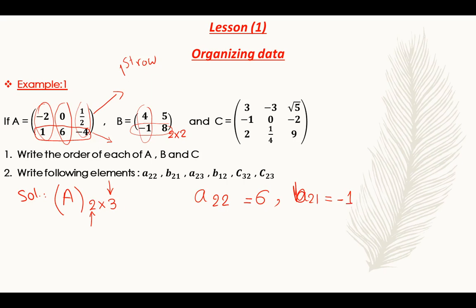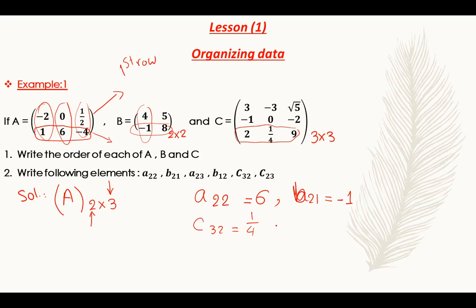And what about the matrix C? You can see that the matrix C consists of 3 rows and 3 columns, so its order is 3 times 3. Now we want to find C32. C32 is an element of the matrix C, and you can find it in the third row, second column. Here is the third row, second column. So it will be 1/4.